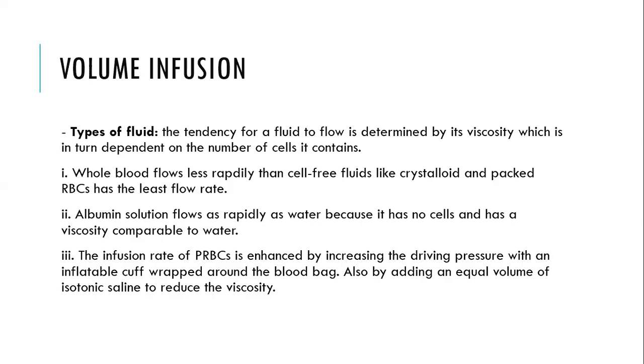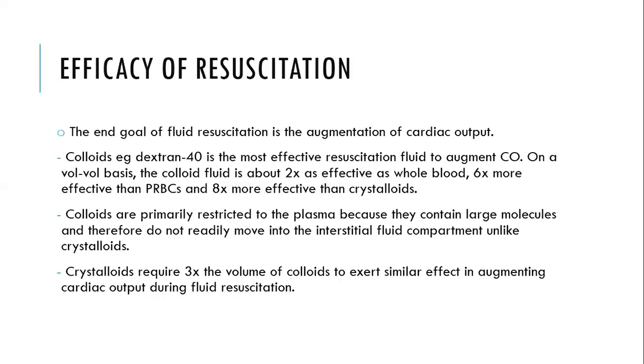What we do, especially when we need to correct anemia in hemorrhagic shock, is to increase the driving pressure with an inflatable cuff wrapped around the blood bag. You can also add an equal volume of isotonic saline to reduce the viscosity of your packed red cells. Now note that albumin solution is actually ideal for volume resuscitation in hypovolemic shock, because number one, it has no cells and it has a viscosity that is comparable to water.